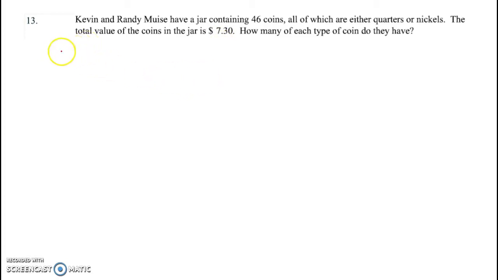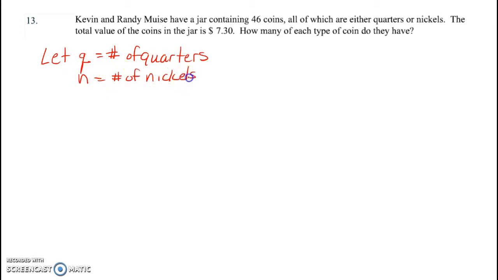Okay, I always start off with what it is that I do not know, what it is I'm trying to solve for. It says how many of each type of coin do they have. So we're talking about quarters or nickels. Of course, I'm going to let Q equal the number of quarters. And I'm going to let N equal the number of nickels. Okay. Now let's go back and reread what they gave us.